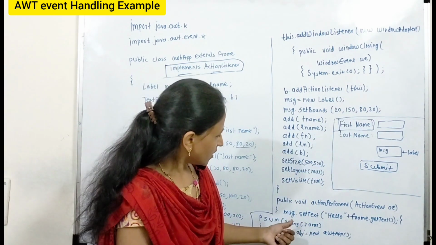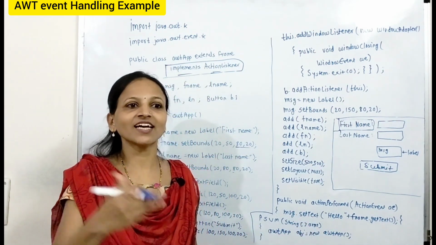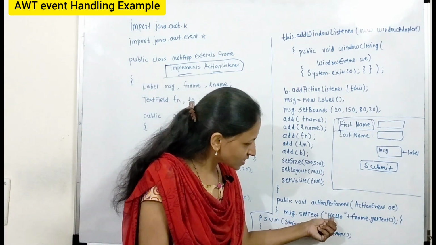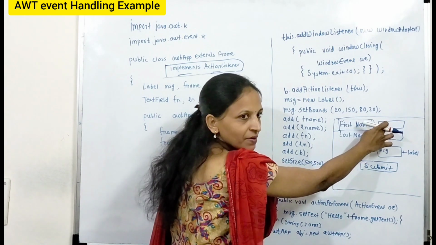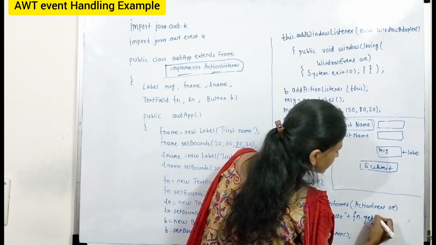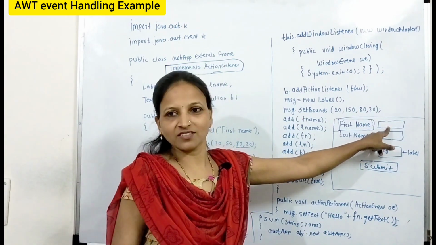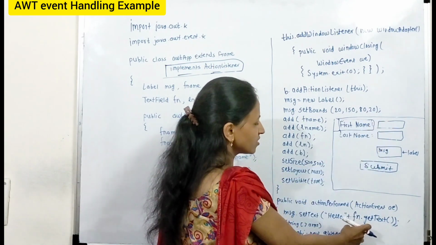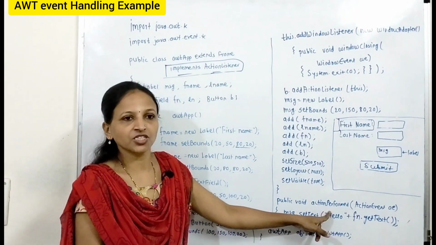Now MSG dot set text. We already saw yesterday the methods set text and get text. Set text and get text are for a label. Now here MSG dot set text, hello plus, I have written, means this is for concatenation only. Now here see, this one is fn. Here you have to write fn dot get text. Get text will return the text which is entered by the user. Now after clicking on submit, it will display hello and whatever first name is entered inside this fn text field.